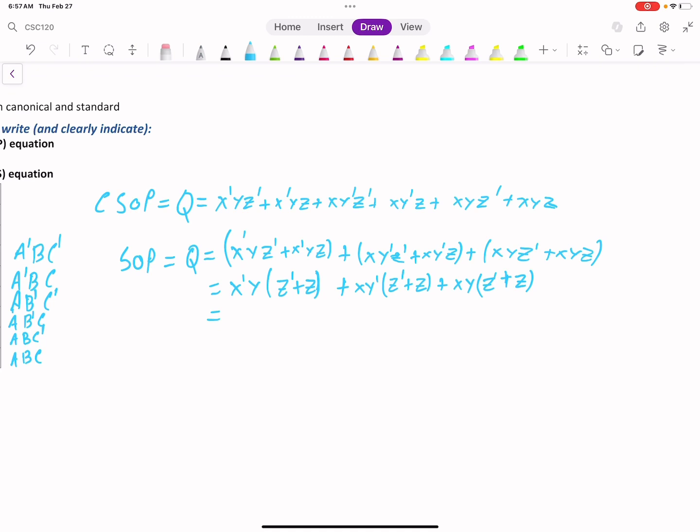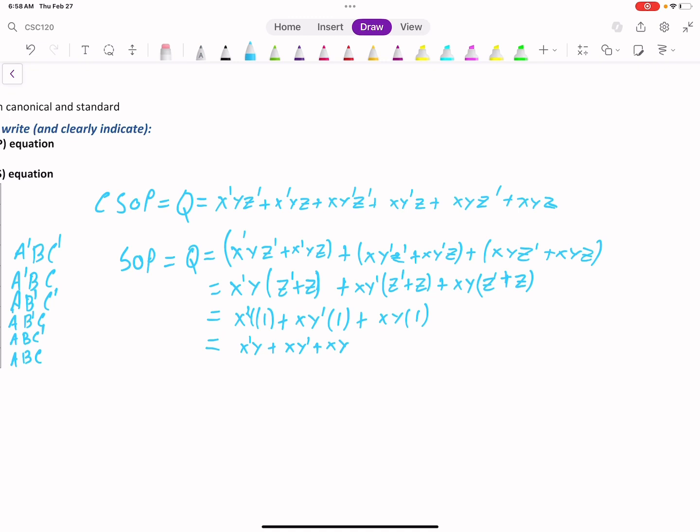All of these Z prime plus Z's use the idempotency property. Well, actually, it's the complementation property, so we can say that that's equal to 1. It's 1 for all of them, giving X prime Y, X Y prime, X Y. So we simplified this expression by a lot just by grouping them and switching them to 1. After this step, I can probably simplify it a little bit more than that. I'm pretty sure I can.